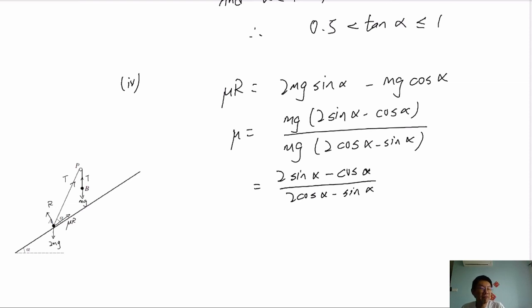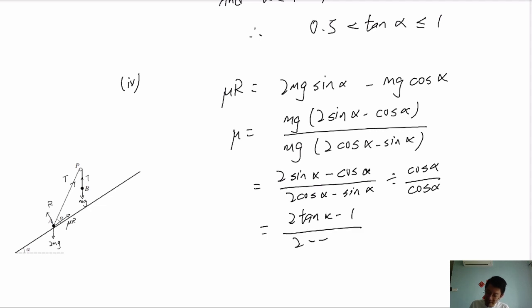When we have cos and sine, we know how to change it to the tangent. We can change it to the tangent by dividing all the terms by cos alpha. So we will get 2 tangent alpha minus 1 divided by 2 minus tangent alpha. So this will be the expression for our mu in terms of the tangent.